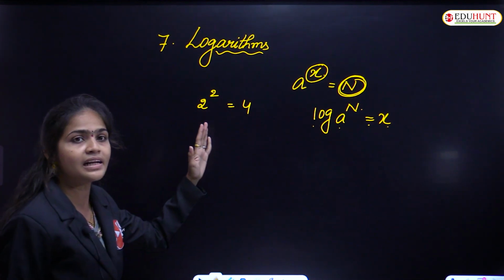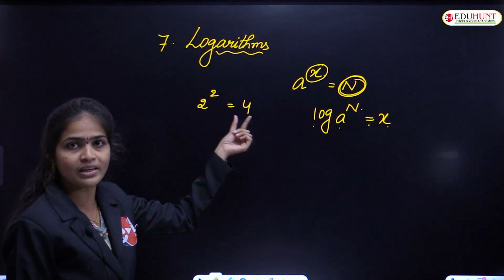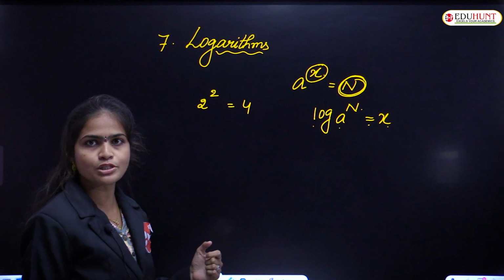How do we convert exponential forms into logarithm form? By using positive real numbers, I will show you. Generally we know that 2 square is equal to 4.